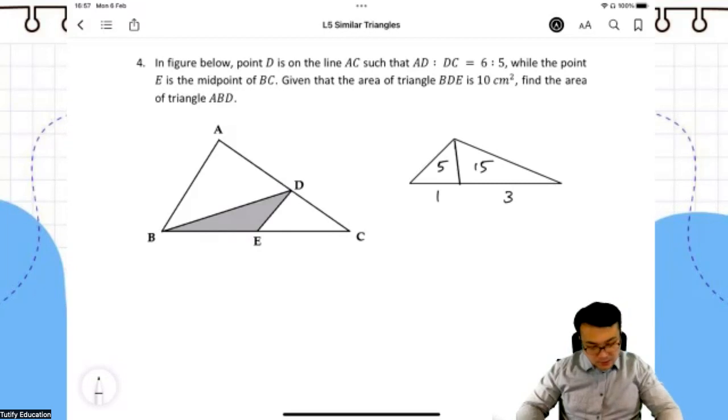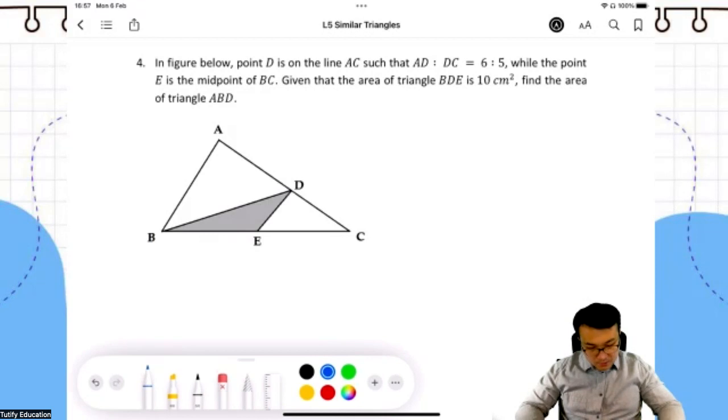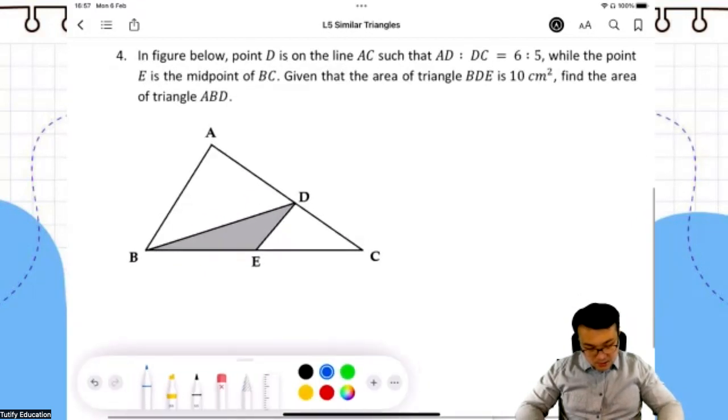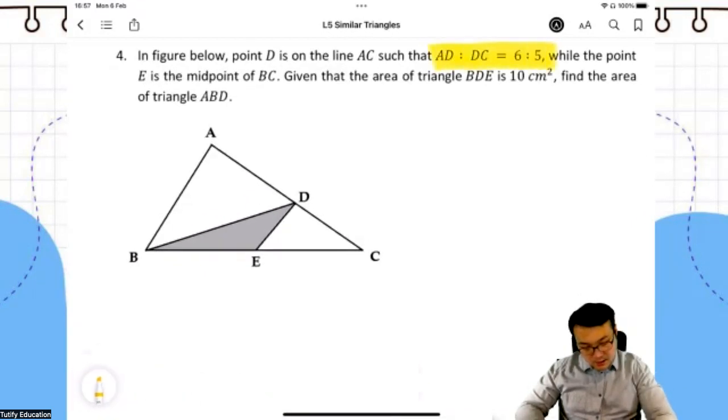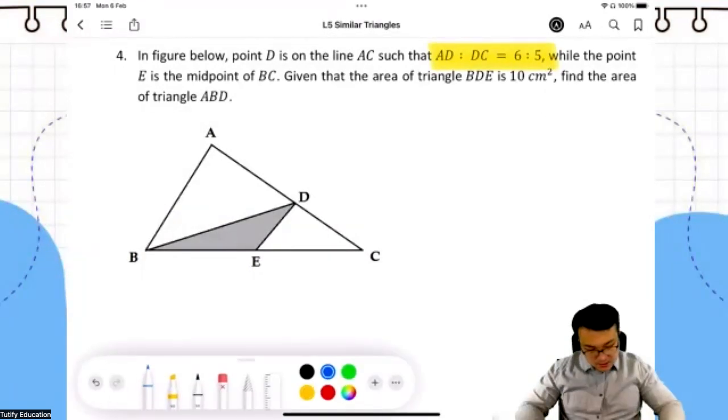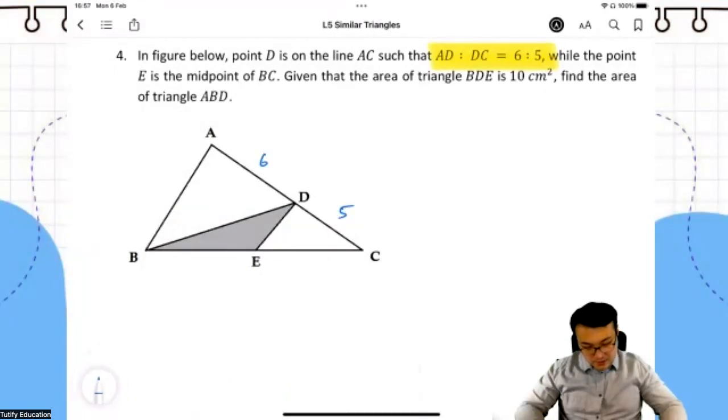Alistair, can you volunteer for this one? Okay, Alistair. They are telling us that AD is to DC is 6:5, and this is a midpoint. So when I say that this is the midpoint, that means this must be the same ratio, 1:1, because you're cutting it into 2. So they are telling us that BDE is 10. Alistair, can you tell me what is the area here?